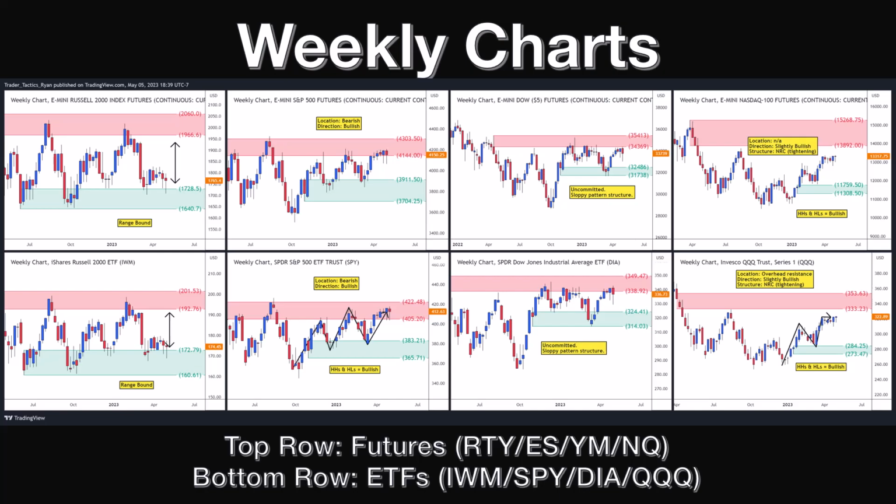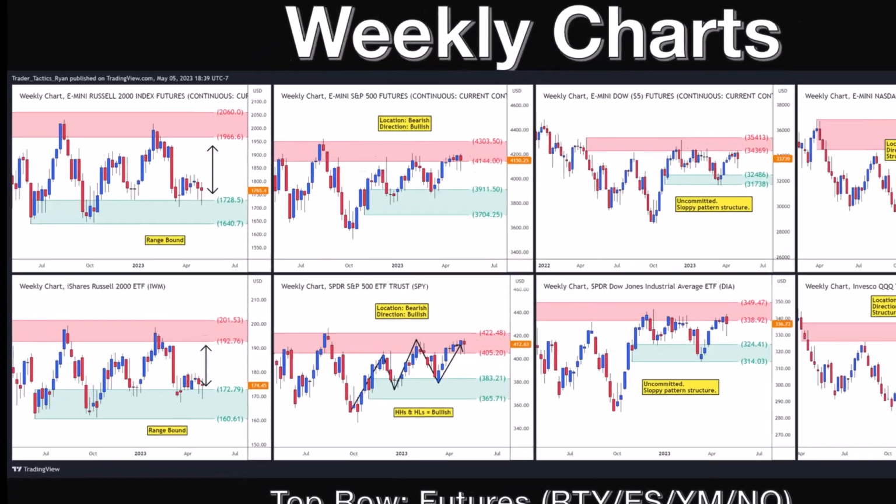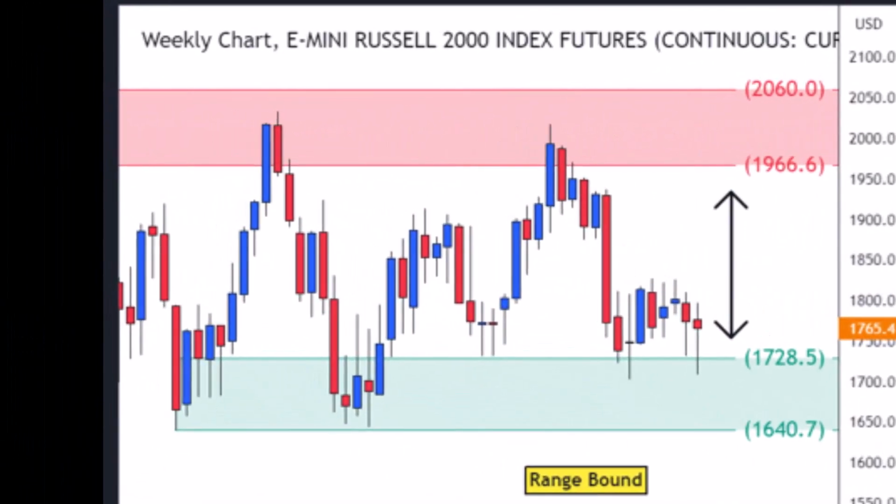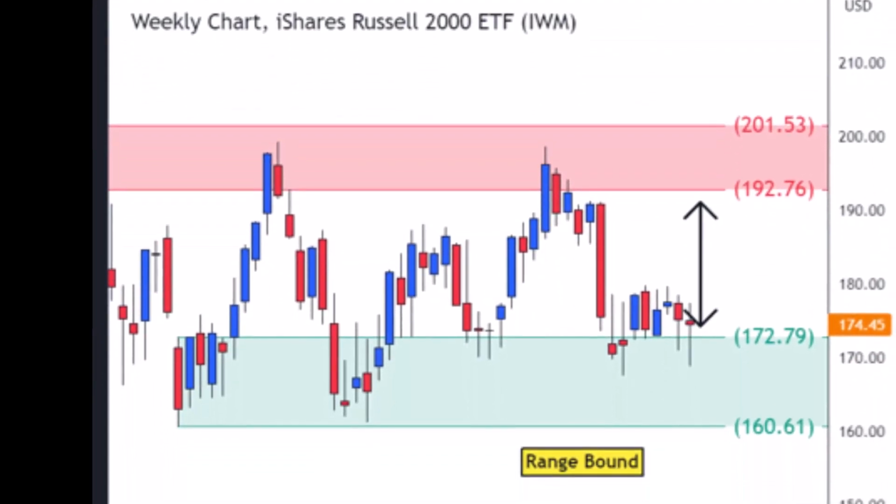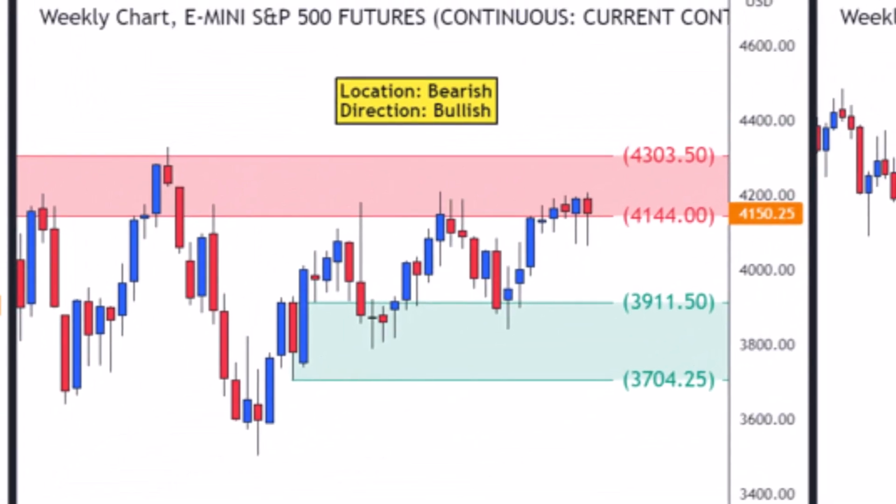On the weekly charts, we can see the Russell is range bound from about 1650 to 2050. Again, range bound has been the theme for the Russell for quite some time, on the IWM as well. However, on the S&P 500, we're starting to see some more bullish behavior here. We have higher highs and higher lows, so the direction is bullish. Unfortunately, the location that it's in right now, that 4,200 area, is bearish.